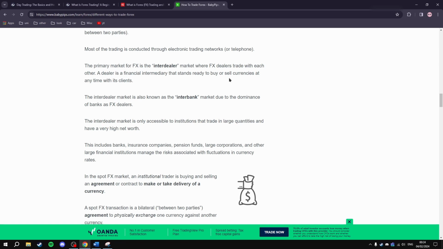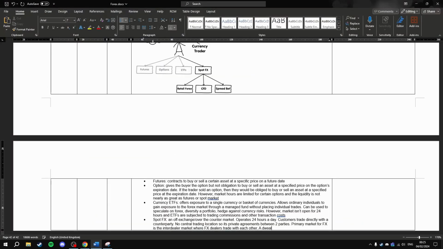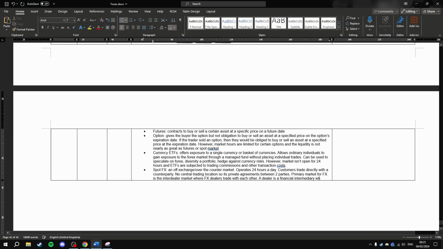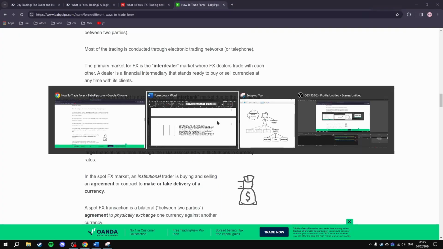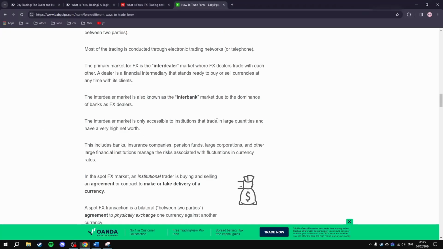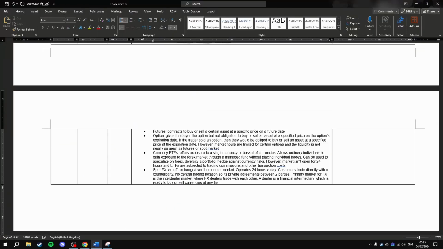A dealer is a financial intermediary that stands ready to buy or sell currencies at any time with its clients. So, a dealer is a financial intermediary which is ready to buy or sell currencies at any time with its clients.